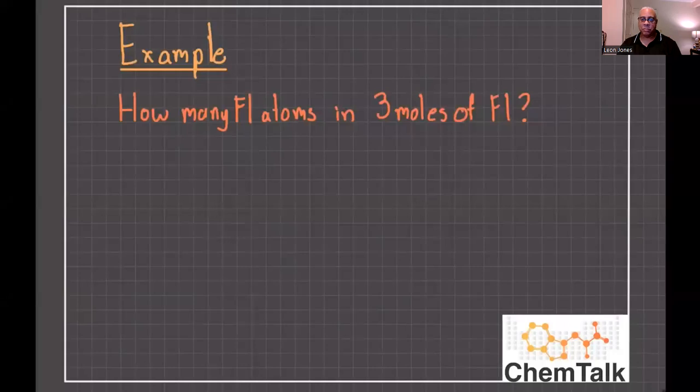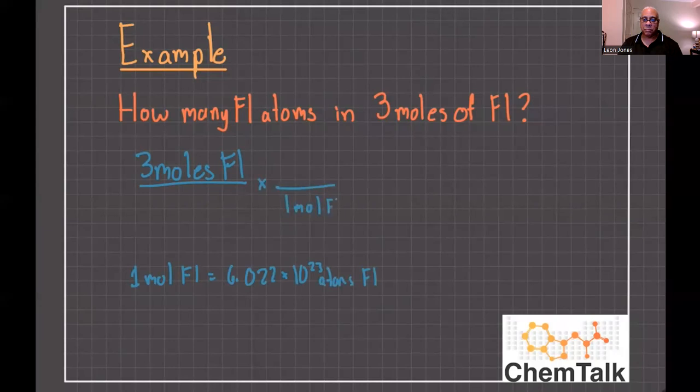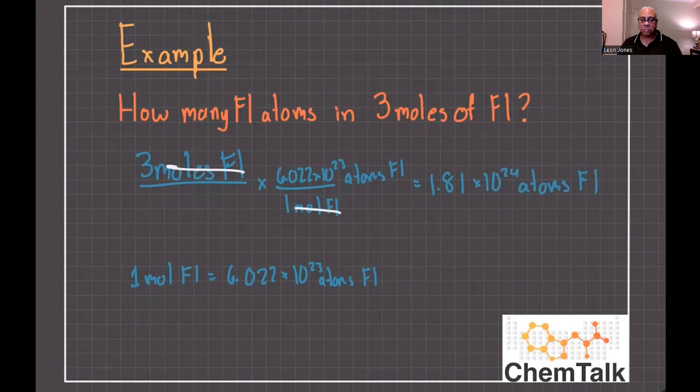As an example of this, we have the question, how many fluorine atoms are in 3 moles of fluorine? We start off with the 3 moles of fluorine, and from the previous slide, we know there's a conversion rate of 1 mole of any element to 6.022 times 10 to the 23rd atoms. If we do the same stoichiometry setup, canceling out the units, multiplying and dividing across, we'll get 1.81 times 10 to the 24th atoms of fluorine.